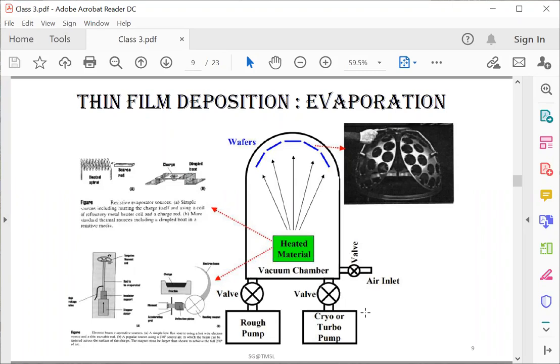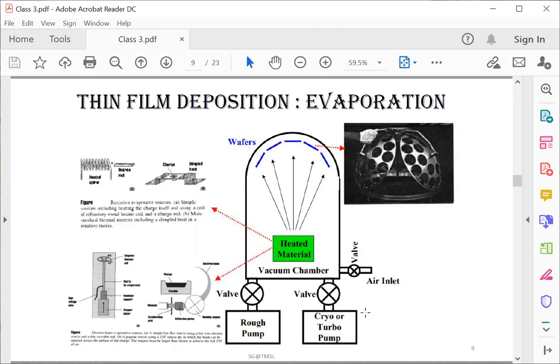A vent is required to let some gas into the chamber so that the inside and outside pressures are the same. Then you can open the bell jar and take out the substrate, so some venting mechanism has to be there.